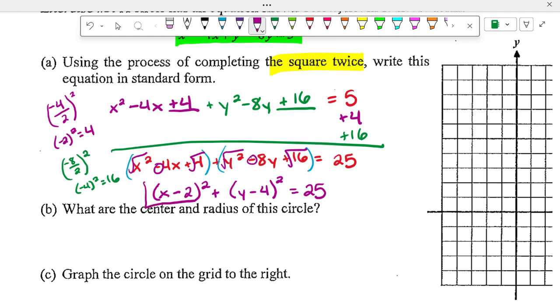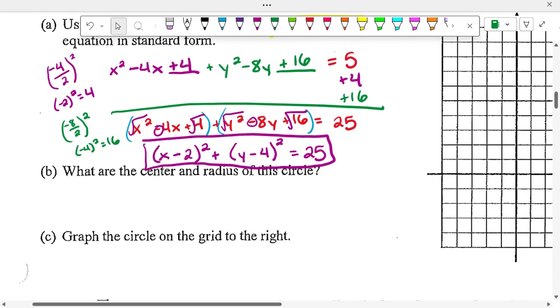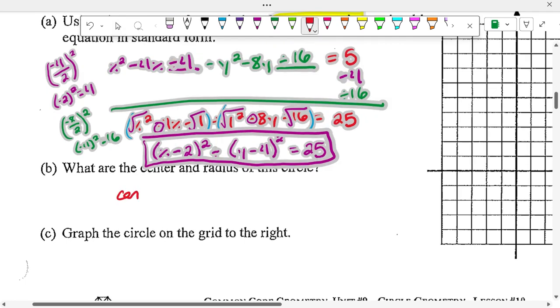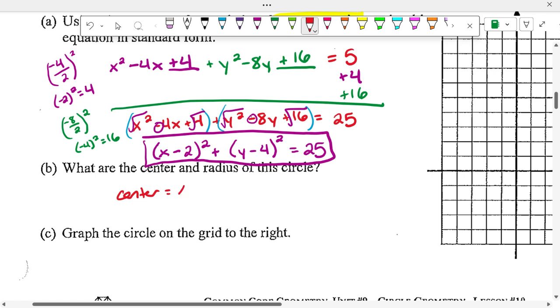Now, what does this look like to you? What's that I just circled? Yeah. The answer. But what does it look like? It looks like the equation of the circle. So in other words, that's how we can get our center and our radius. Good. So what is my center and radius? So center is 2, 4. What's the radius? 5. Good.